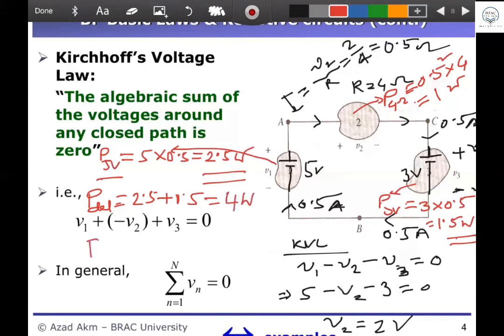P absorbed equals what? 1 watt. So far you know the concept, you follow that. These two batteries deliver 2.5 and 1.5; adding them gives 4 watt. So 4 watt is given by the two batteries, and one resistance absorbs 1 watt. But you see that the absorbed power and delivered power are not equal, right? That's why you are saying minus.